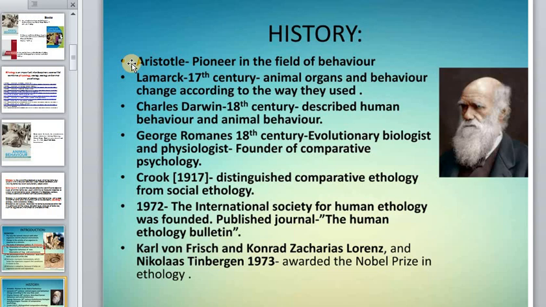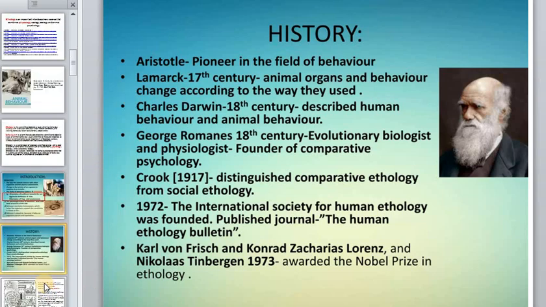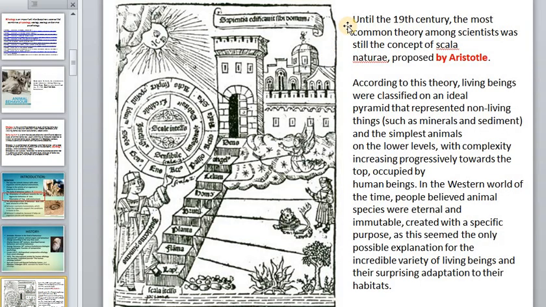He was a pioneer in the field of behavior. Until the 19th century, the most common theory among scientists was still the concept of scala naturae, which was posited by Aristotle. According to this theory, living beings were classified on an ideal pyramid that represented non-living things such as minerals, stones, and sediment, and the simplest animals on the lower levels, with complexity increasing progressively towards the top.